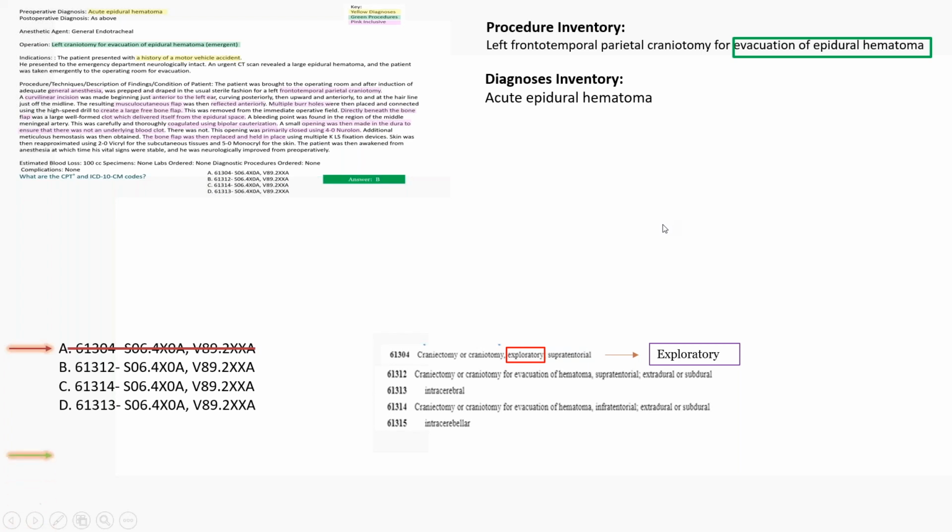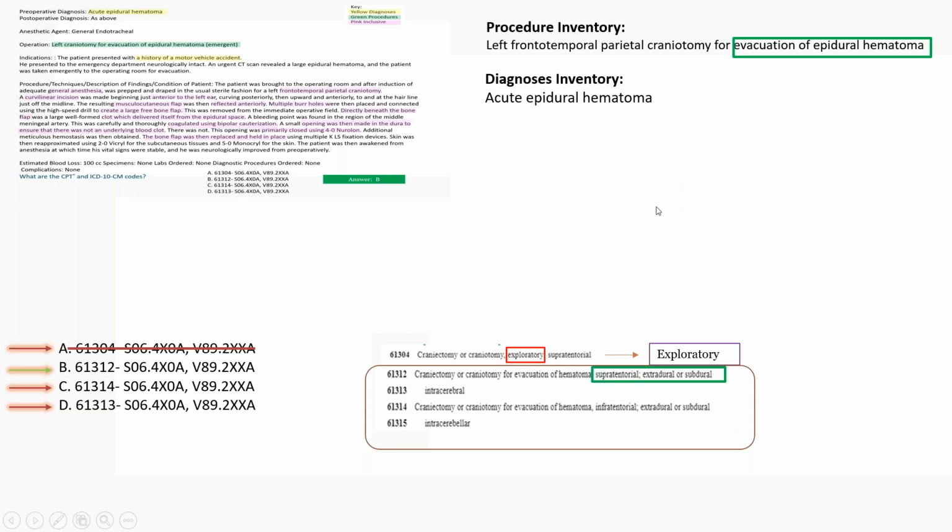Incorrect answer, option A. Now let's have a look into the remaining codes: 61312, 61313, and 61314. 61312 is coding for craniectomy or craniotomy for evacuation of hematoma. So that portion is correct. It is used for evacuation of hematoma.